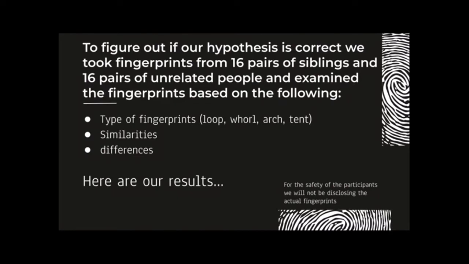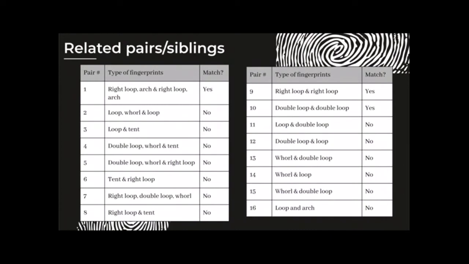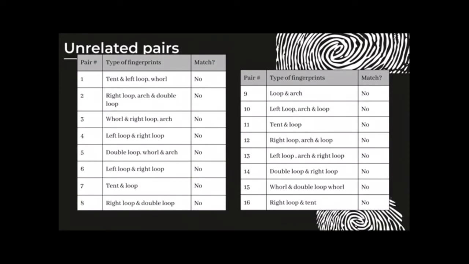Here's our results. These are the results for the related pairs of siblings. Please note that pair 16 is a pair of fraternal twins, for a test to see if results would differ with twins. These are the results with the unrelated pairs to compare with the related siblings.